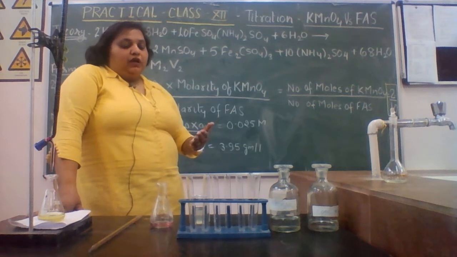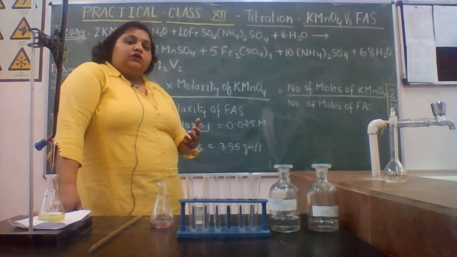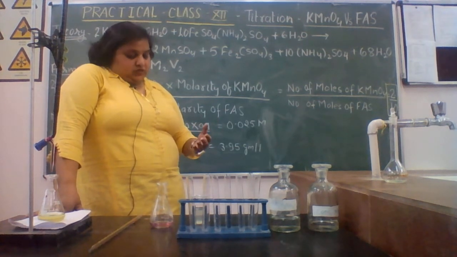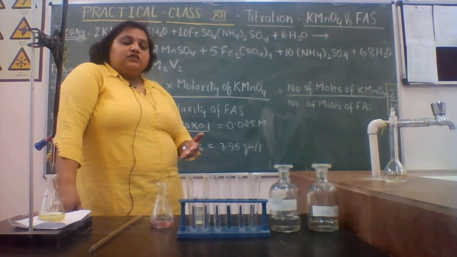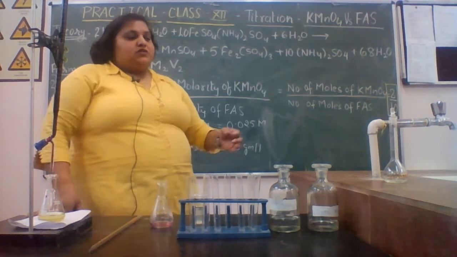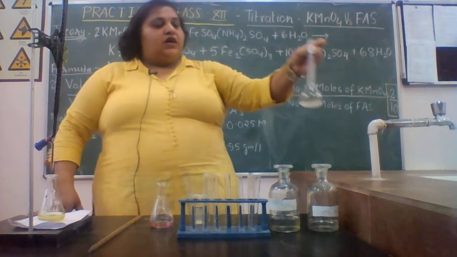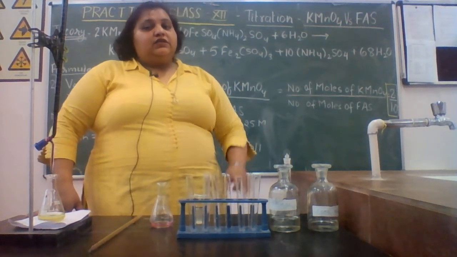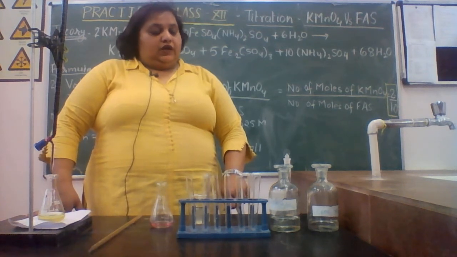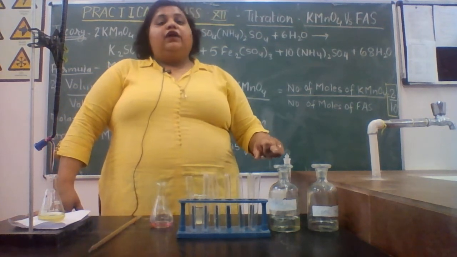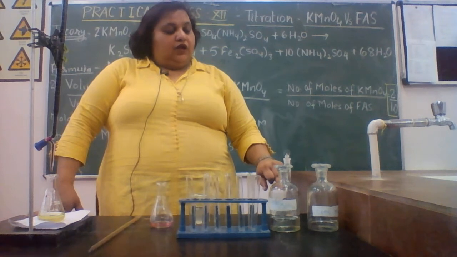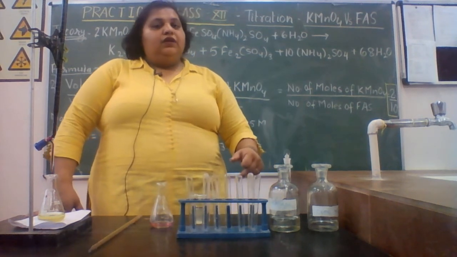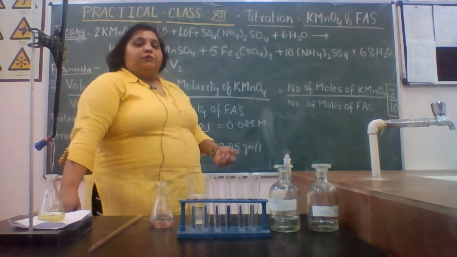Then with the help of a spatula and glass rod, you will transfer it to the volumetric flask. This is the volumetric flask I have used. Then you will add the concentrated sulfuric acid directly, right, and then you will add water to maintain the level up to 250 ml. This is the solution prepared.